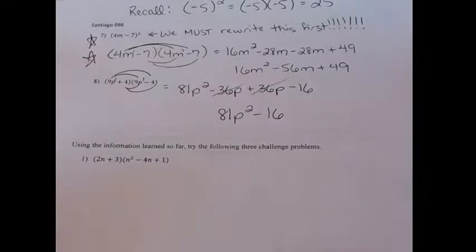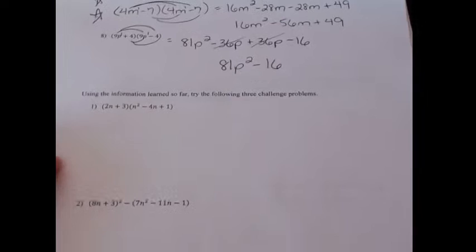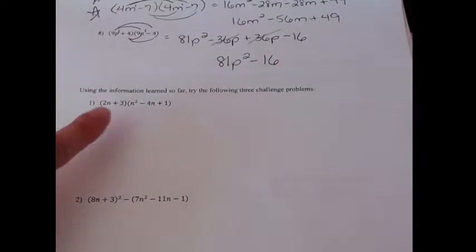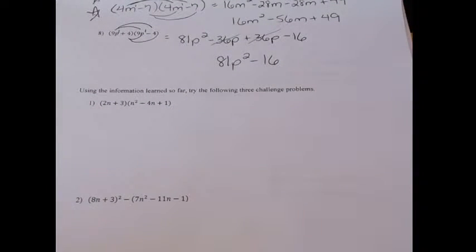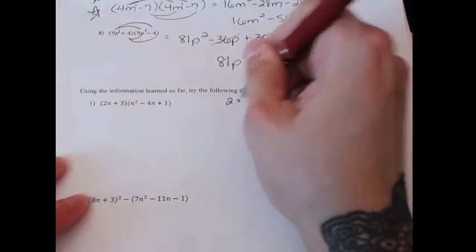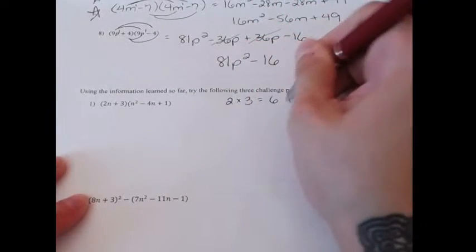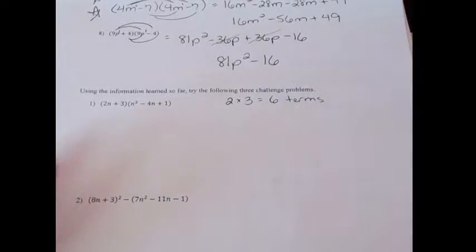Now, what I'd like you to do is prove that you understand the process behind this idea of multiplying polynomials. Notice what we have in number 1. I have a binomial being multiplied by a trinomial. How many terms in a binomial? How many terms in a trinomial? So when you multiply those, how many terms should you have? Binomial, trinomial, 6-term polynomial. That's what you should be looking for.